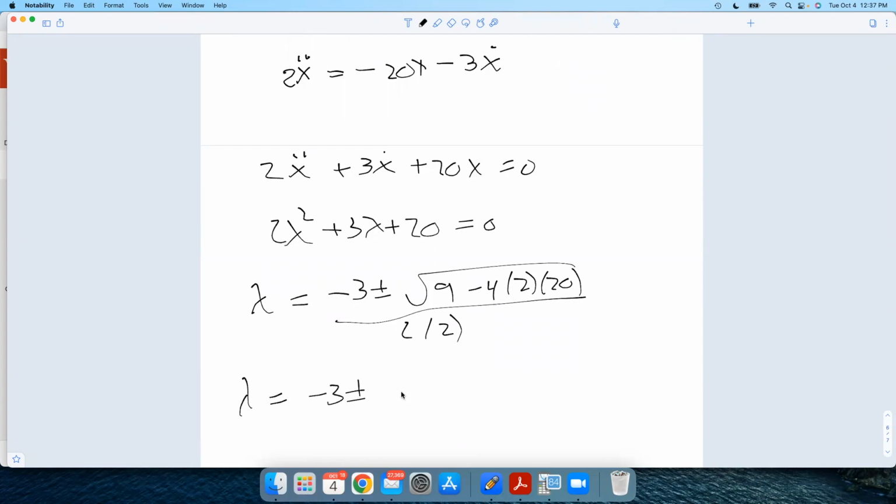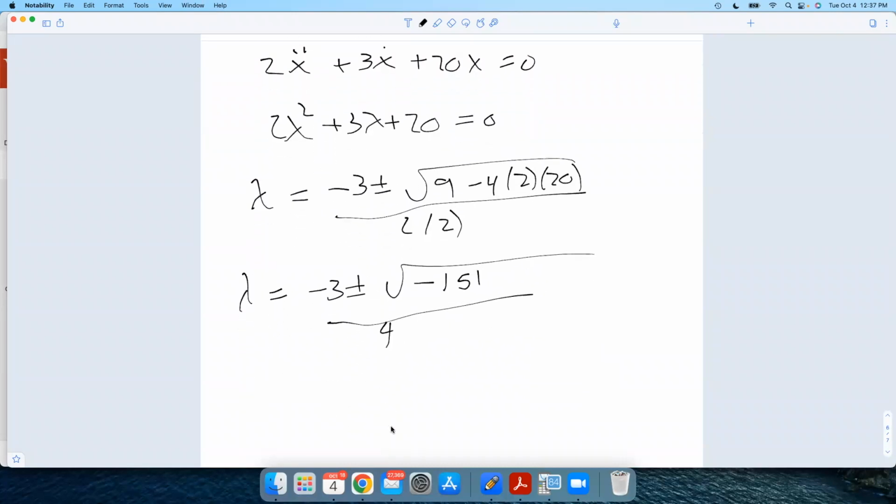So negative 3 plus or minus, let's see what we got there. That'd be 8 times 20, so negative 160 plus 9, I think, is negative 151. Okay, so we got complex solutions. That means we're underdamped. Complex solutions are underdamped. So lambda is negative 3/4 plus or minus i times square root of 151 over 4.